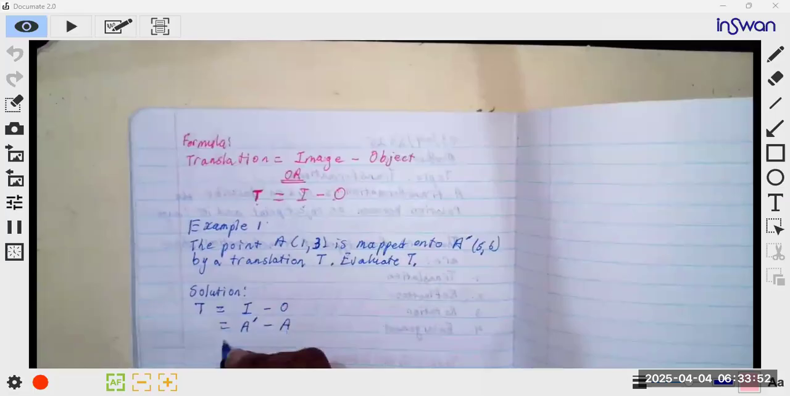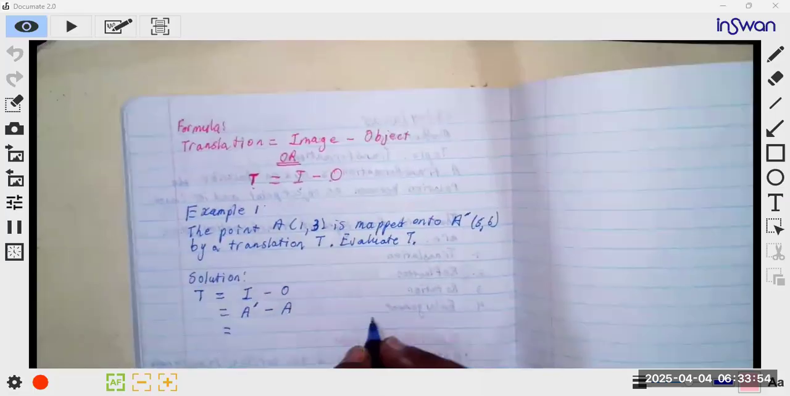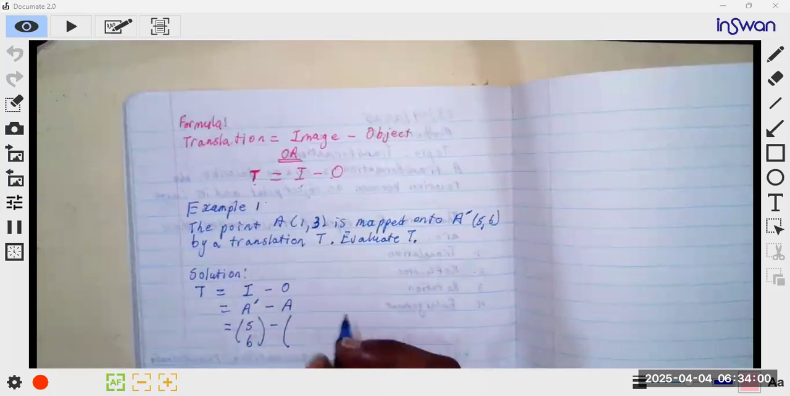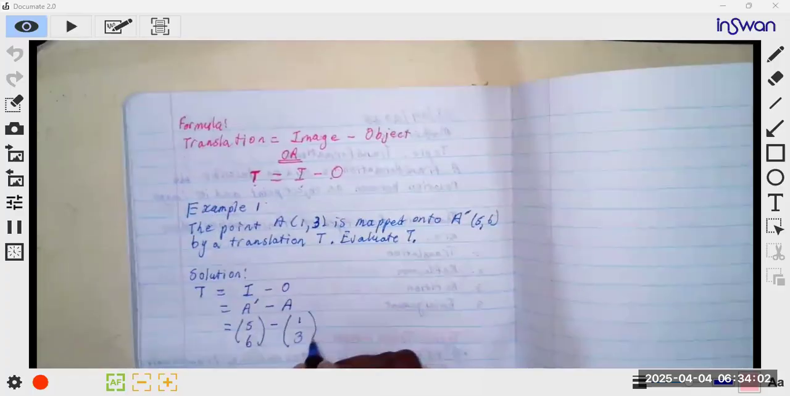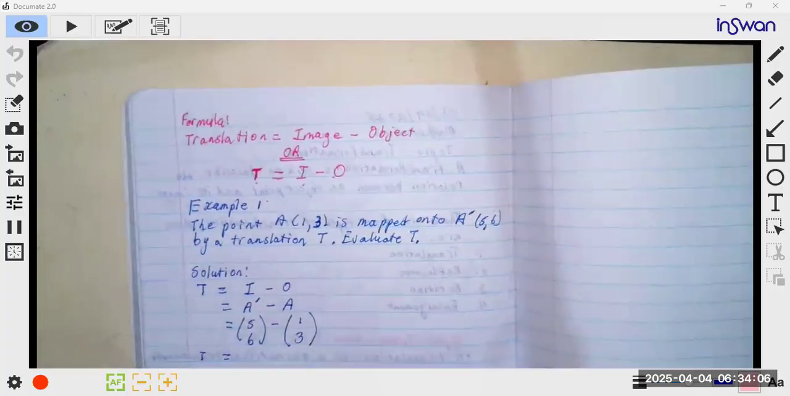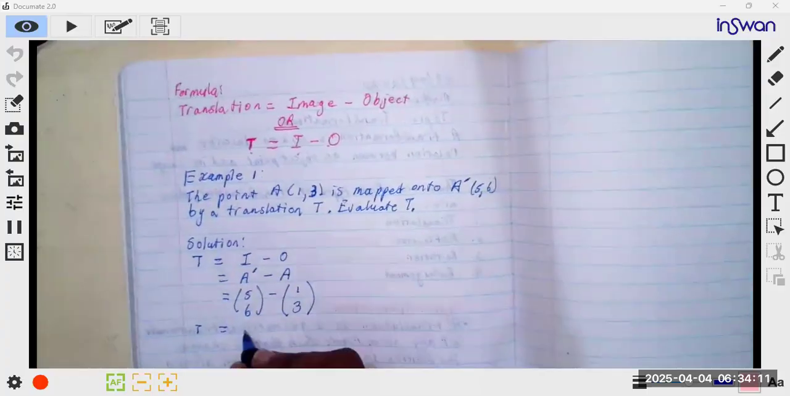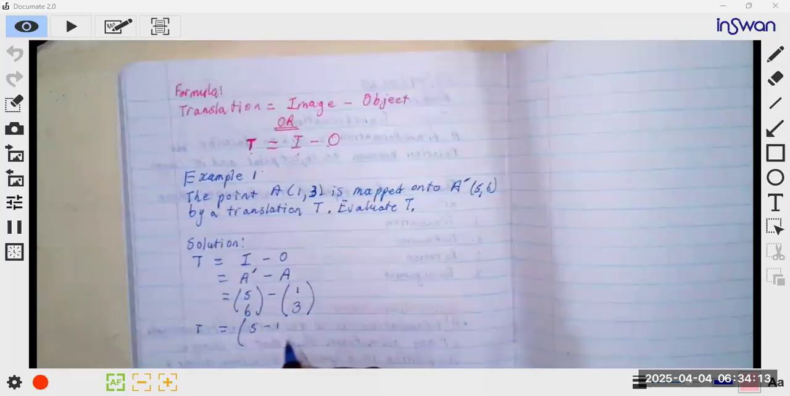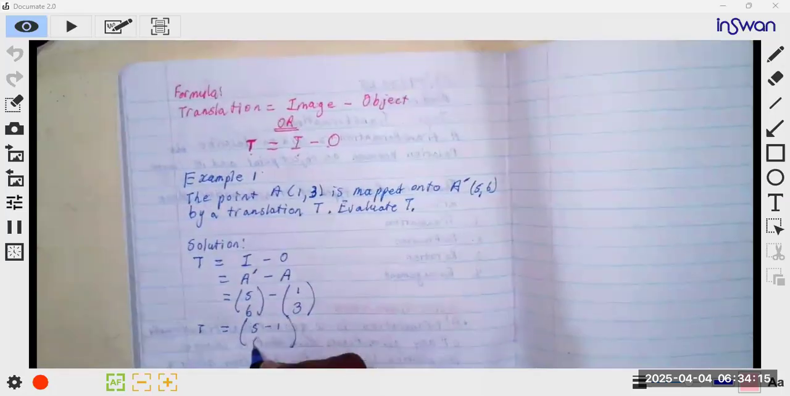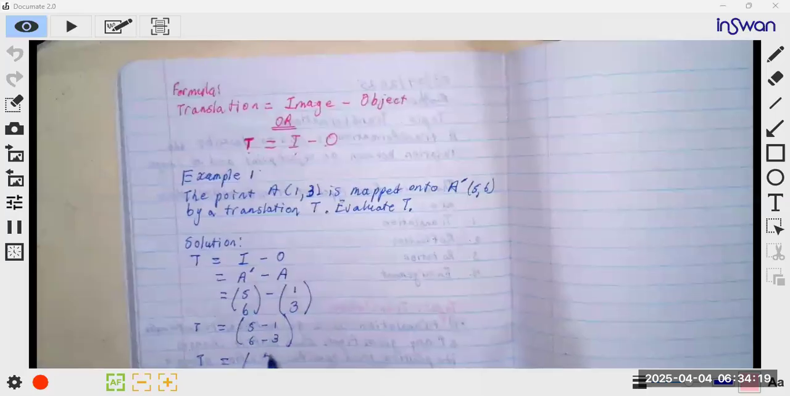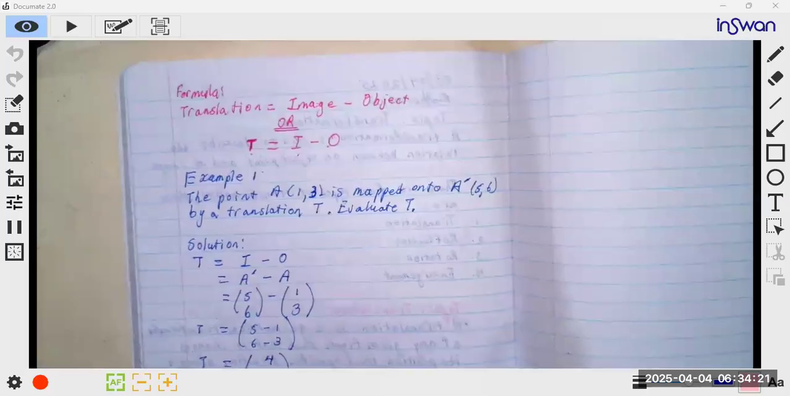So what is A prime? A prime is (5, 6), take away the object, which is (1, 3). And this is matrices taking place here. So it will be 5 take away 1, 6 take away 3. So my translation vector will end up becoming (4, 3). And that's the answer.